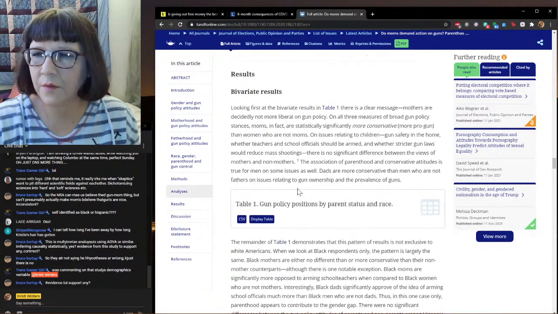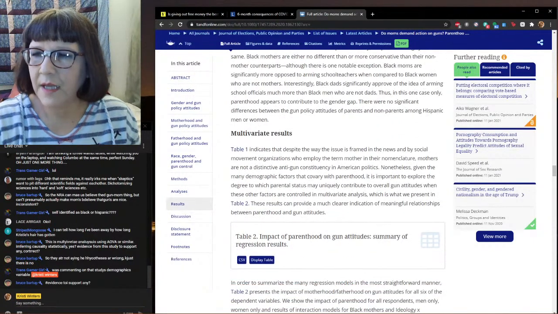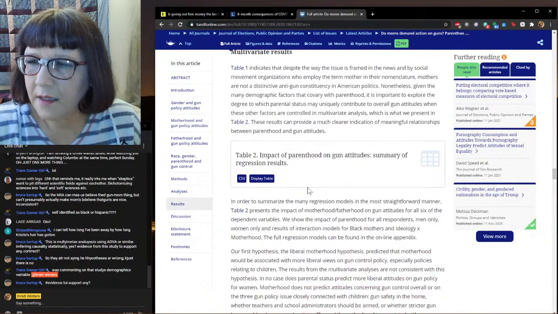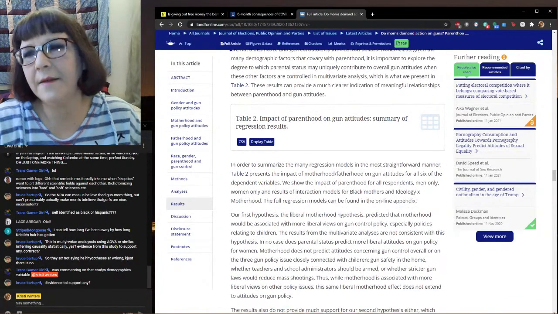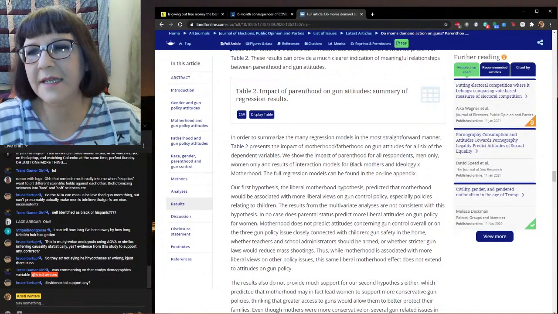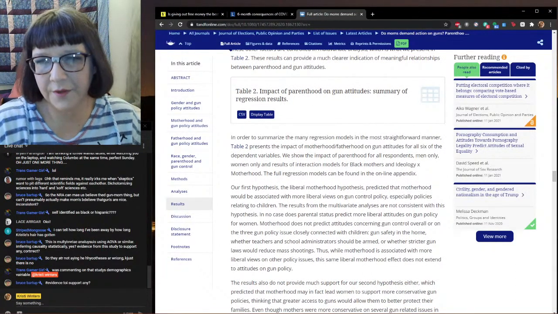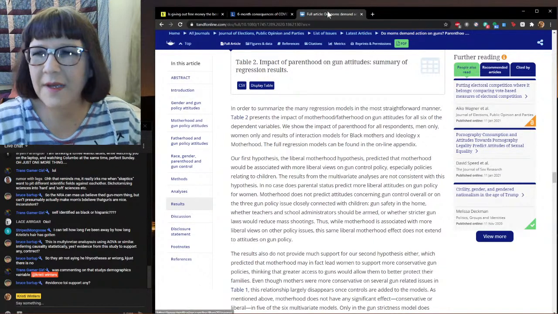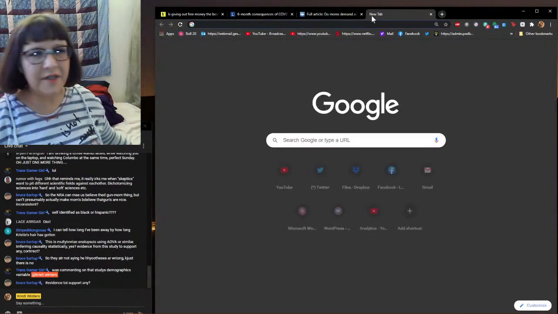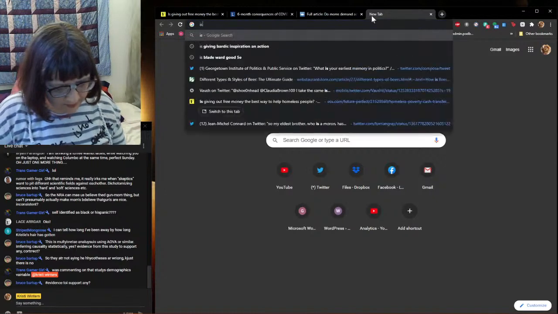But so bivariate results were. Let me see what they did. In order to summarize, they didn't. Okay, they did multiple. They did several different types of regression models. Is regression a form of an ANOVA test? Let me just check.